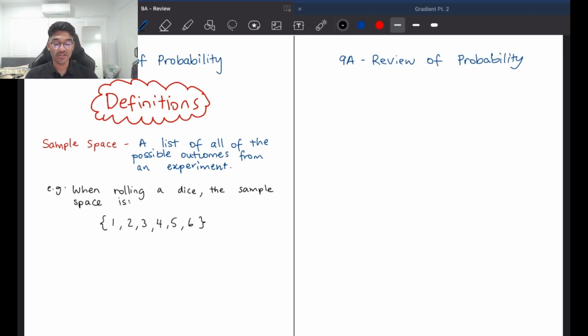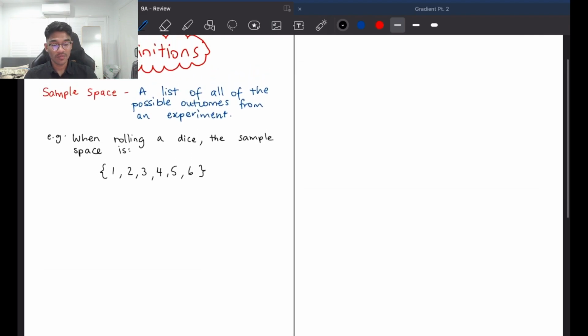Now, the second definition that we're going to go through is something called the complement. Now, this is a theoretical one. So we'll do an example later on where we see the complement. But for right now, I just want you to write the definition. So, the complement of an event.